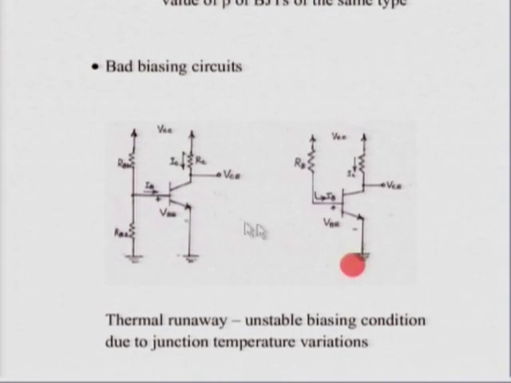What we have here are two bad biasing circuits. Let us see why they are bad. This first circuit essentially establishes a DC VB voltage using a potential divider, and it assumes that once you do that, the operating point would be stable. Now, the emitter is grounded here.